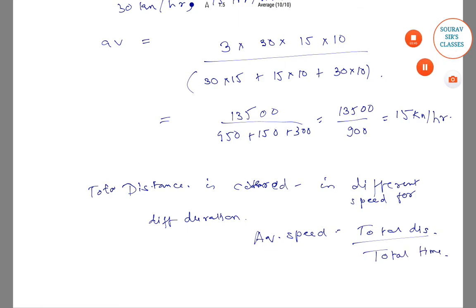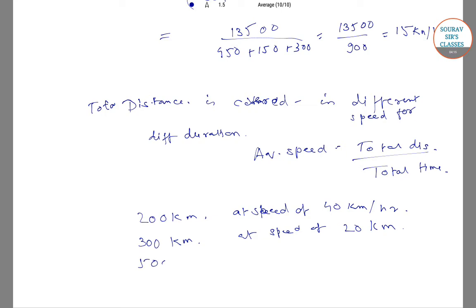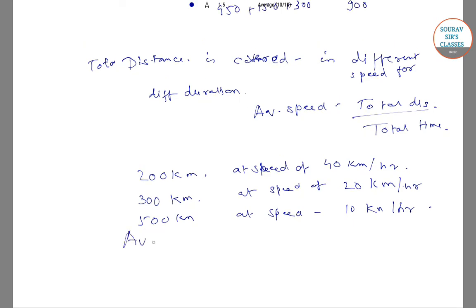That is, if we have a person who made a journey of 200 km at the speed of 40 km per hour, then he went 300 km at the speed of 20 km per hour and then further 500 km at the speed of 10 km per hour, then the average speed is given by total distance, which is 200 plus 300 plus 500, divided by total time.